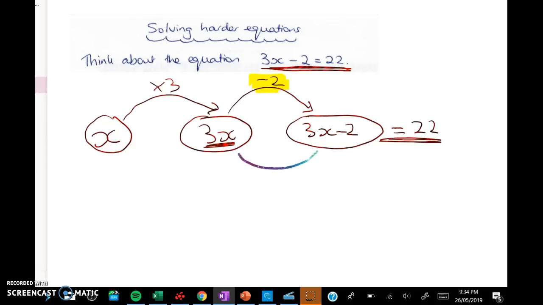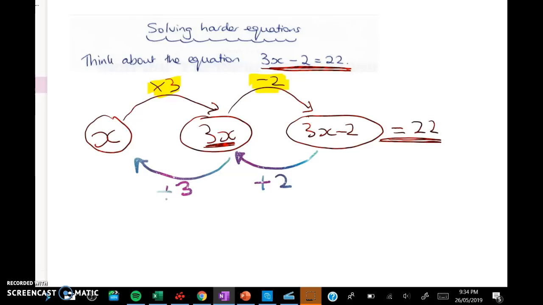So looking here, the last thing that I did was I subtracted 2. So when I work backwards, the first thing that I'm going to do is the opposite of that. I'm going to add 2. Before that, I had multiplied by 3. So when I'm working backwards, I'm going to do the inverse operation. I'm going to divide by 3.